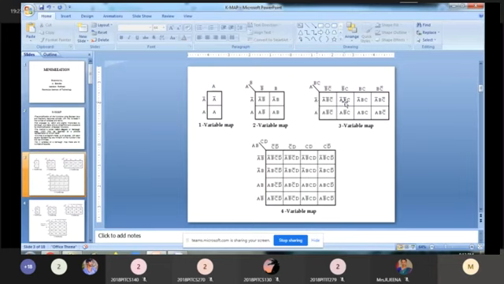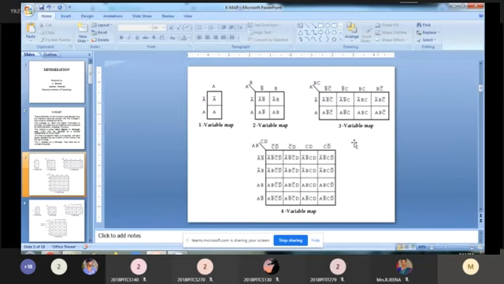Here means A bar into B bar into C. Here means A bar into B into C. Here means A bar into B into C bar. Here means A into B bar into C bar. Here means A into B bar into C. Here A into B into C. Here A into B into C bar.